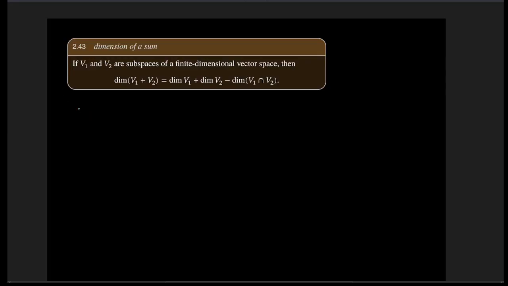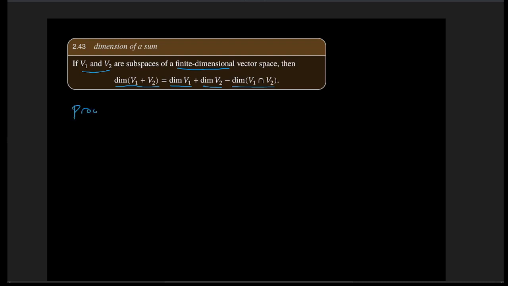Okay, something a bit more interesting. This is the hard one of the day. This one says that if v1 and v2 are subspaces of a finite dimensional vector space, then the dimension of their sum is equal to the sum of their dimensions minus the dimension of their intersection. If you have seen inclusion-exclusion counting before, say in a discrete mathematics class, this is a direct analogy.